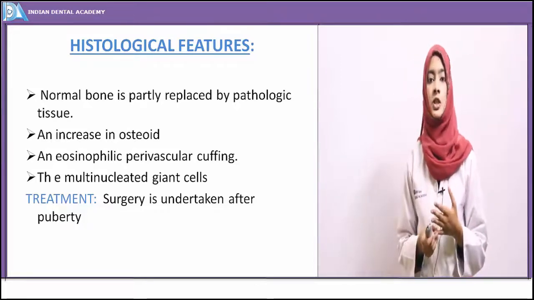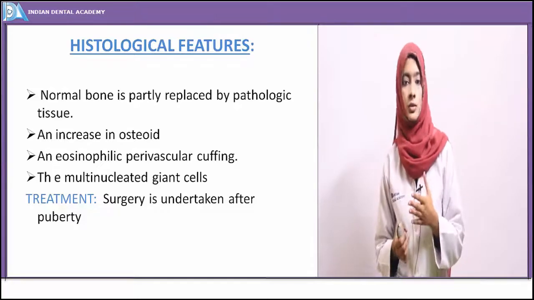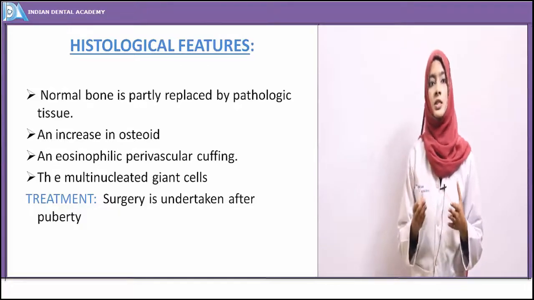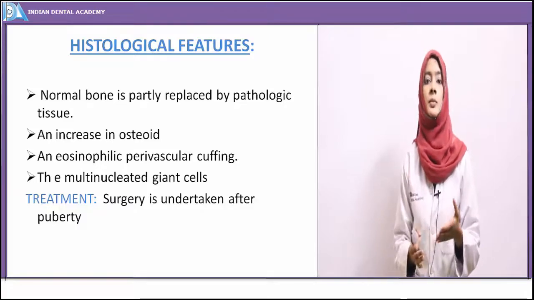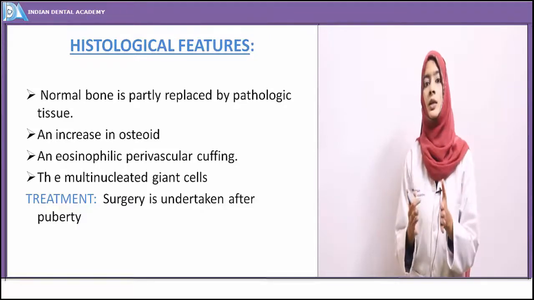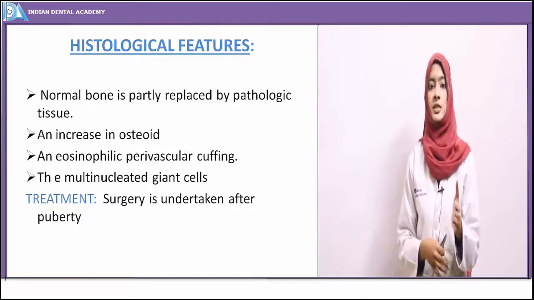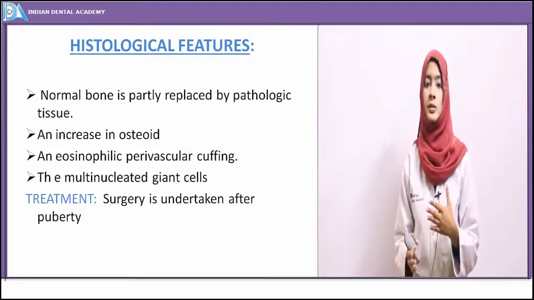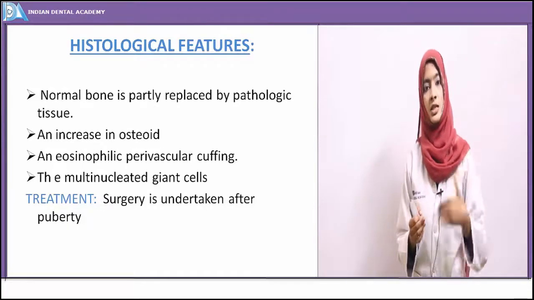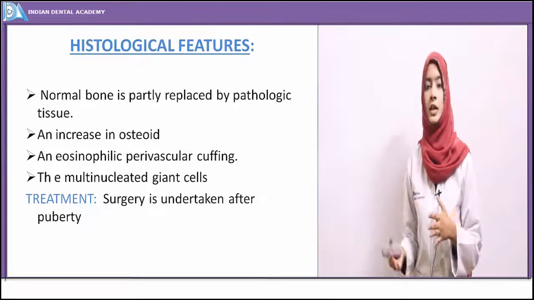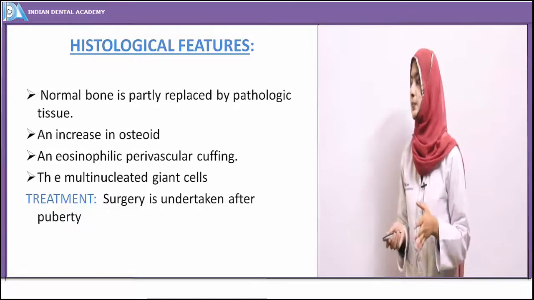So treatment for cherubism is cosmetic surgery, which is done after puberty, because after puberty normally the condition regresses. So you have to wait until puberty. If the lesion doesn't regress on its own, then you have to carry out the cosmetic surgery.